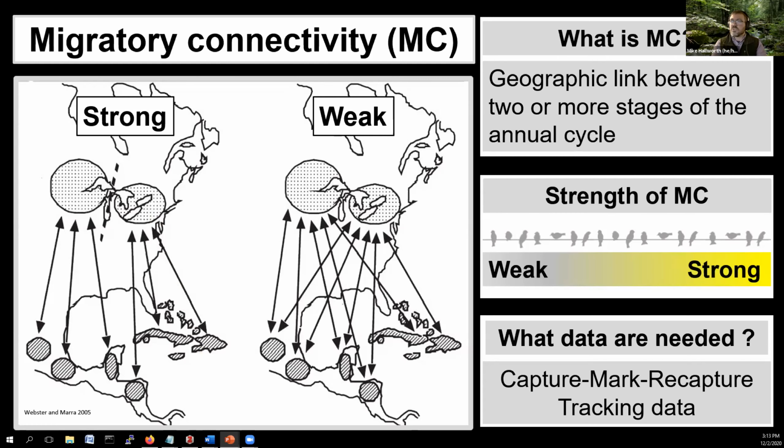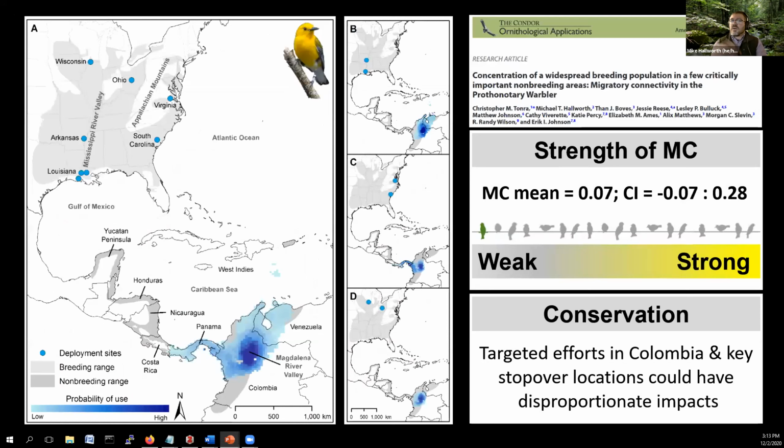One example I'd like to share is some recent work that we published on Prothonotary warbler with the Prothonotary warbler working group, where they tracked individuals from across the breeding distribution, and they found that almost all the individuals winter in Colombia. This is by definition weak connectivity, because lots of individuals from many different populations are mixing during the winter. From a conservation perspective, you can think that targeted efforts in Colombia and key stopover locations, which I didn't show you, could have some disproportionate impacts at the population level.